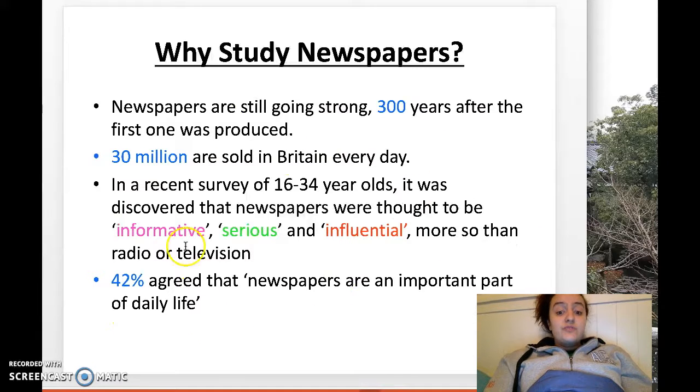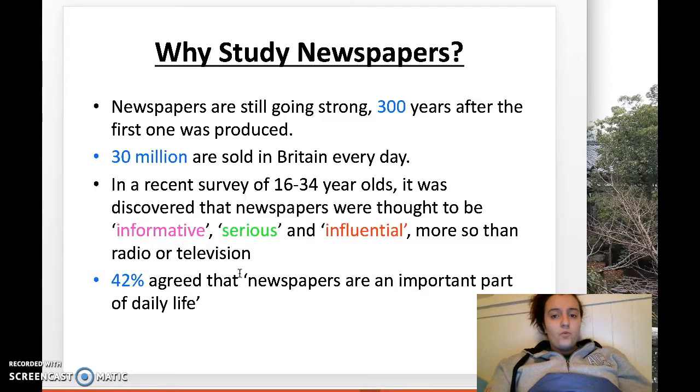Do you agree with this? Okay? The fact that some people think that newspapers are more informative, serious, and influential. Alright, do you agree that newspapers are an important part of daily life? Can you answer that somewhere in your book, preferably in your book, whether you agree with that and why? Or if you don't agree with it, why as well?